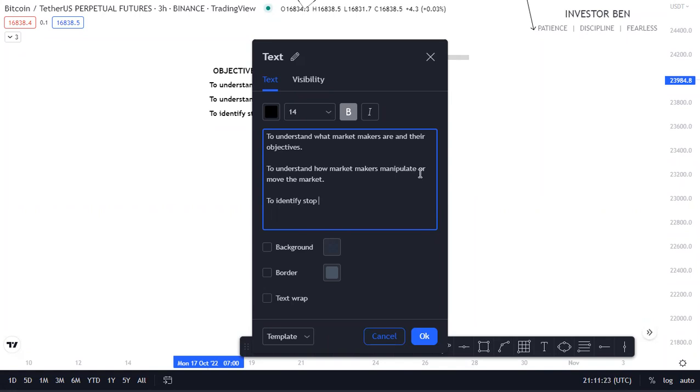To identify stop hunts and stand out from most retail traders, right?